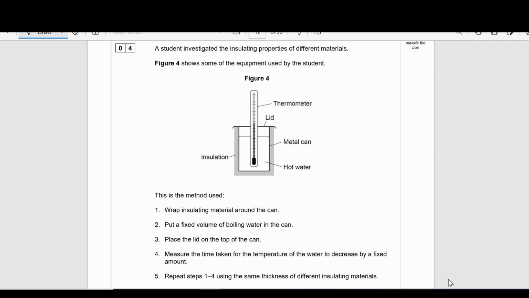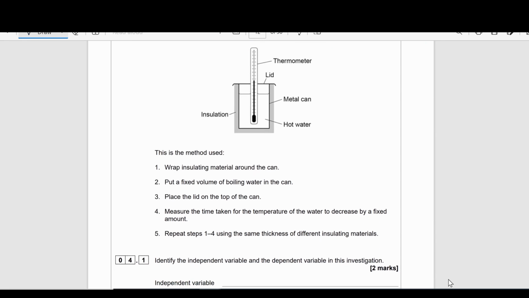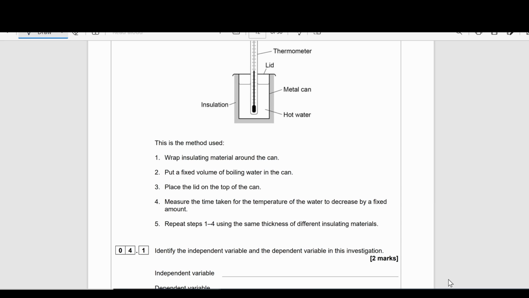Question 4. A student investigated the insulating properties of different materials. Figure 4 shows some of the equipment used by the student. So we've got a labeled thermometer, a lid, metal can, hot water inside this can, and then insulation around the can. This is the method used. Wrap insulating material around the can, put a fixed volume of boiling water in the can, place the lid on top of the can, measure the time taken for the temperature of the water to decrease by a fixed amount. Repeat steps 1 to 4 using the same thickness of different insulating materials.